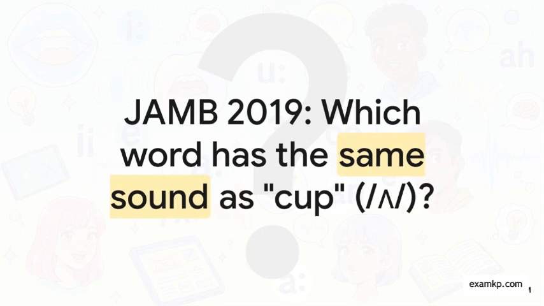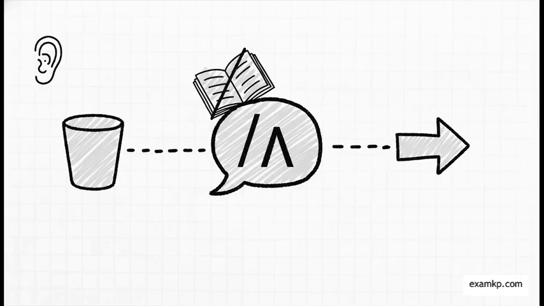The key word is cup. We're hunting for that sound. Your options are food, good, come, and blood. Which one is the match? The correct answer is C, come. Both cup and come share that same short sound.